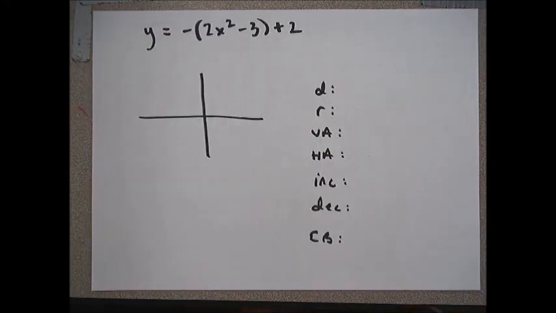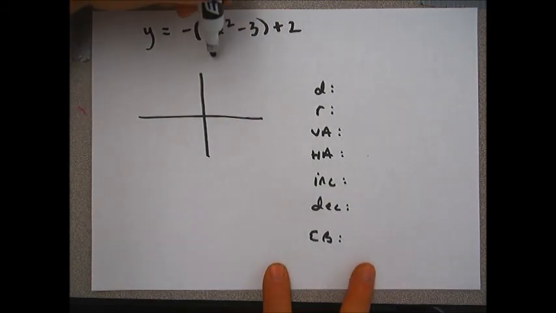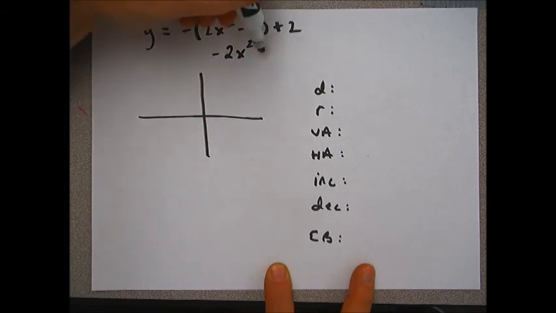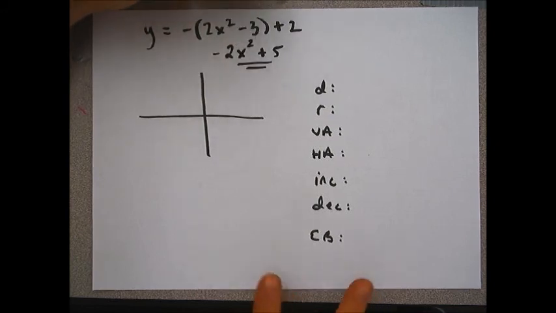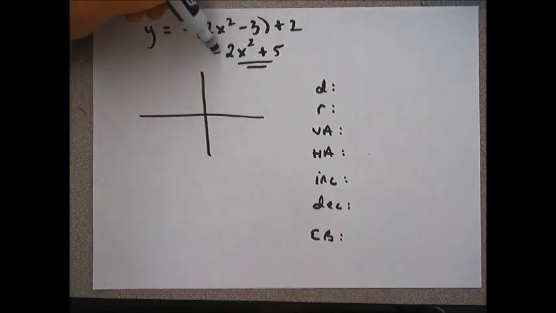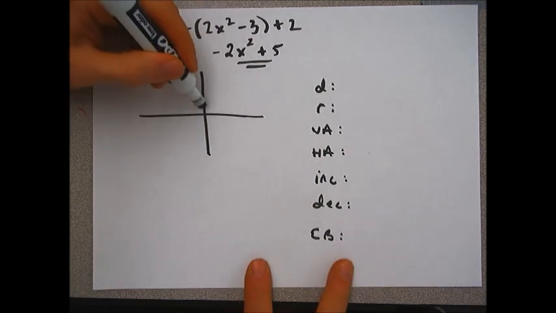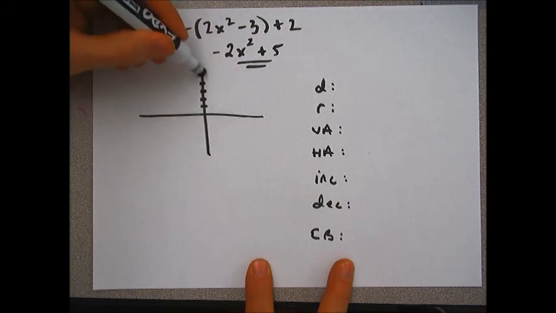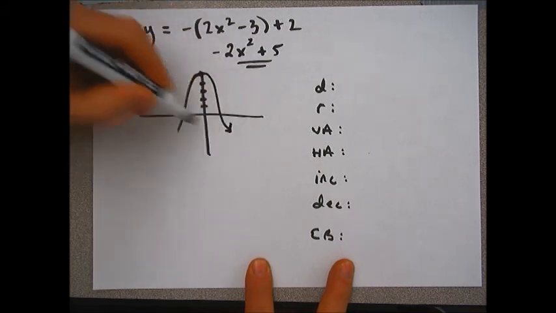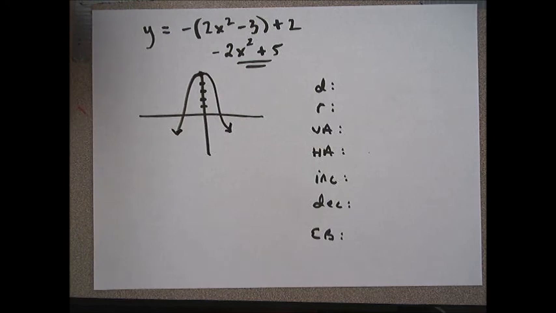Okay, they give us something that's quadratic, and they ask us all these quadratic-like questions. The first thing you want to do before you graph this is to do the math. So if you distribute this negative symbol, you would have negative 2x squared plus 3, and then plus 2 really gives me plus 5. So when you graph this in your calculator, you know it's an upside down parabola, right? And it's also shifted 5 units up. So it would be 1, 2, 3, 4, 5, and then some sort of upside down parabola in your calculator. Is that good? Yes. Okay.